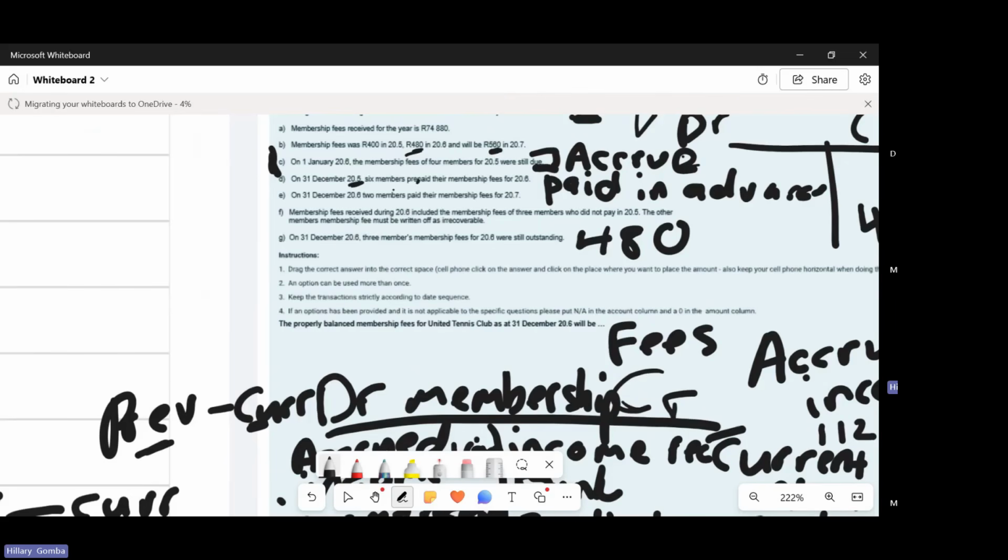Okay, so now we move to F. F says membership fees received during 2026 included the membership fees of 3 members who did not pay in 2025. The other members' membership fees must be written off as irrecoverable. So now here they're saying that in 2026, we have members of 2025 that did not pay for last year. So now these members, we need to record them as a bad debt or a credit loss. That's basically what they're saying on this question.